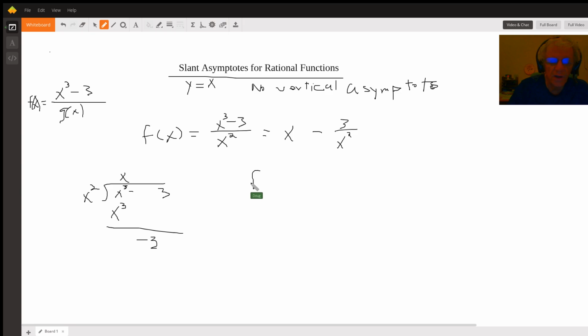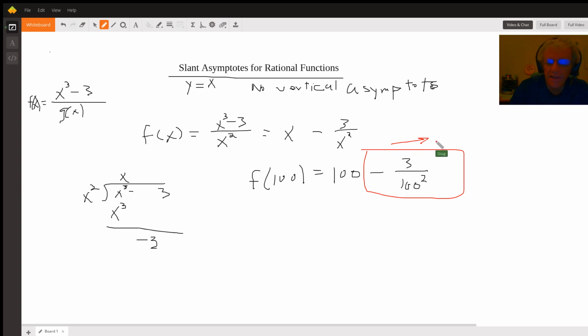For example, what's f of 100? Well, it would equal 100 minus 3 over 100 squared. So this term right here approaches 0 as x gets large. But it's never going to equal 0. But since I have a minus sign here, it's always going to be a little less than 100. So I'm getting closer and closer to f of 100 equals 100.